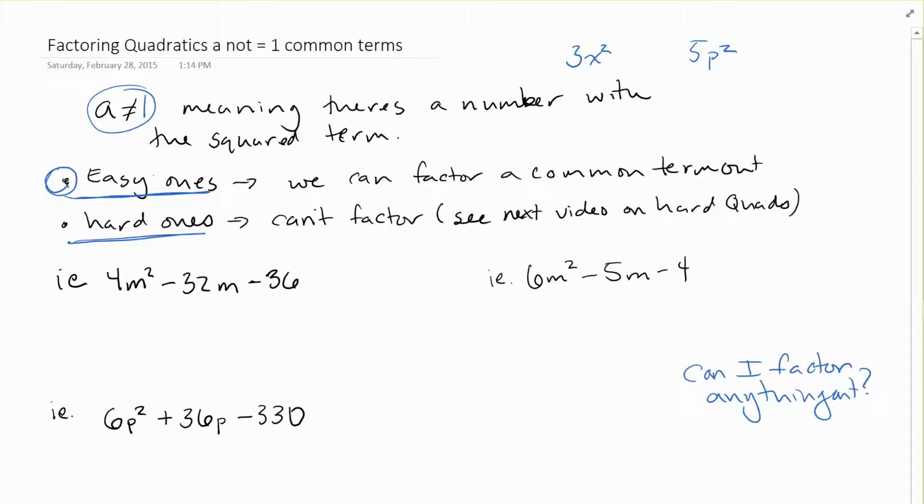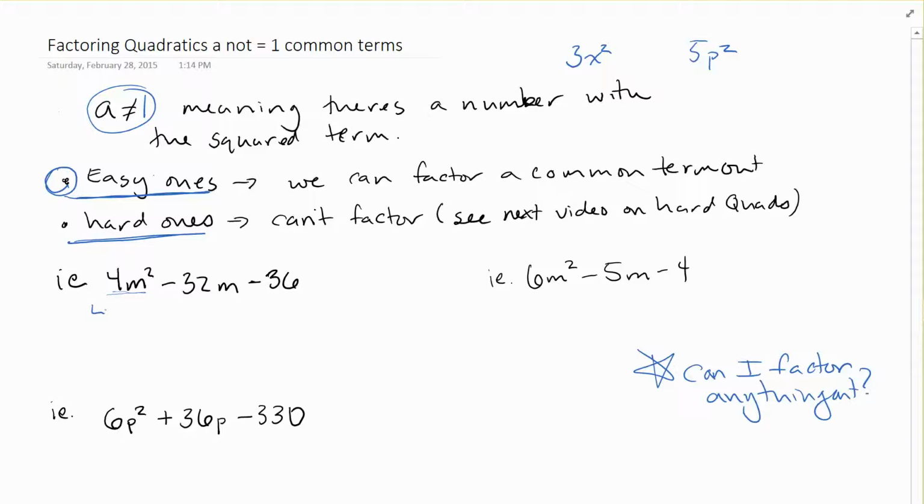And the hard ones will be in the next video on hard quadratics, and that's when you cannot factor something out. So the first question I'm going to think to myself every time is, can I factor anything out? So I know I've got a quadratic here because I have an m squared term, and I'm also paying attention to the fact that that's 4m squared, so that 4 makes things tricky for me. So the next question I'll ask myself then is, can I factor anything out? I see 4. Remember, 32 is 8 times 4 and 36 is 9 times 4.